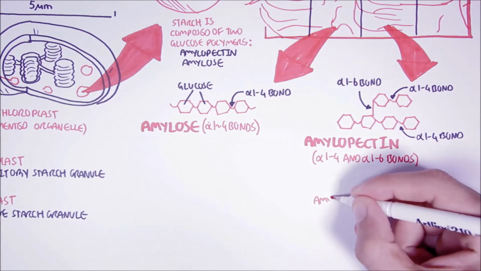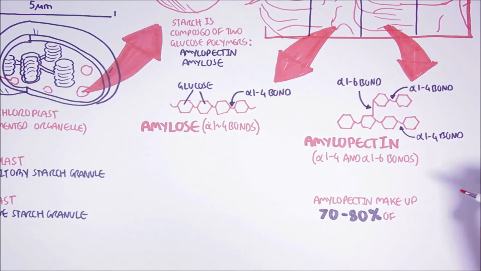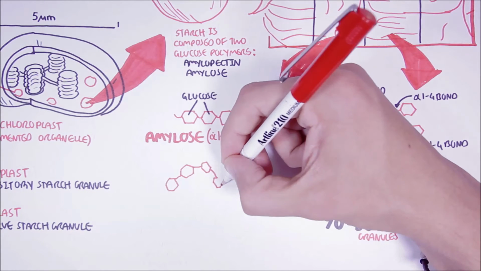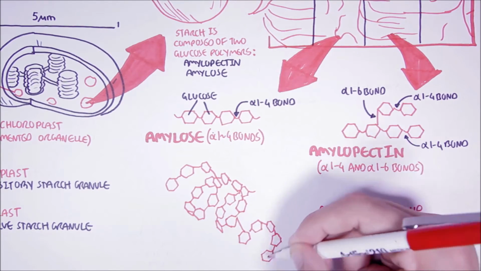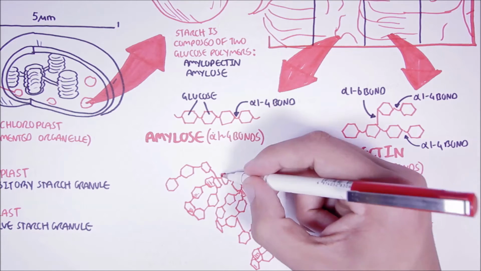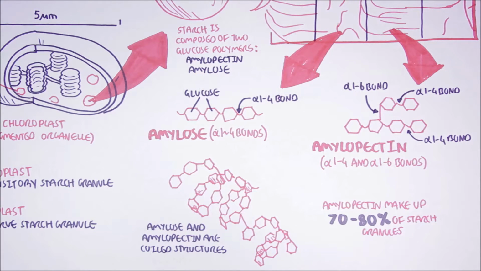Interestingly, amylopectin, the branched glucose polymer, makes up 70 to 80% of the starch granule. So typically there would be a greater amylopectin to amylose ratio. In reality, the amylose and amylopectin are not flat. Rather, they form coils like so. Here is an amylopectin in a coiled form.